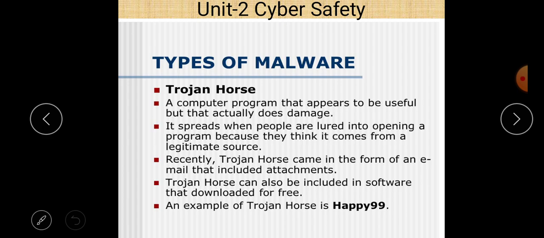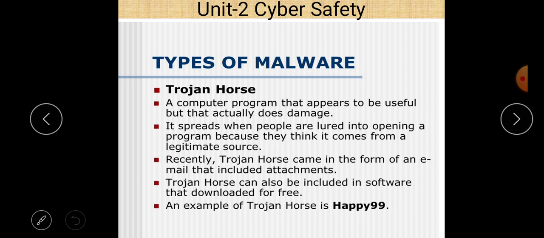Now we can conclude the concept of the Trojan horse. Basically, a Trojan horse is a computer program that appears to be useful but actually does damage. The second important thing regarding the Trojan horse is that it spreads when people are lured into opening a program because they think it comes from a legitimate source.